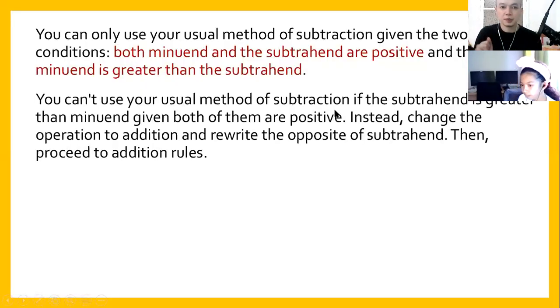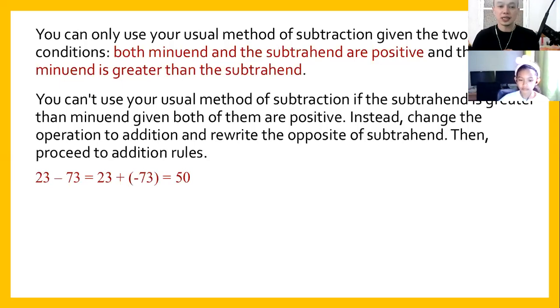So just like what I have explained, you can only do subtraction right away given the two conditions said before. If the subtrahend, or the second number, is greater, even if they're both positive, you cannot do subtraction right away. Instead, you will do the three steps. Change the operation to addition, rewrite the opposite of the subtrahend, and then proceed to addition rules. The three steps, which you already mastered, right, Christelle? Let's see the example here.